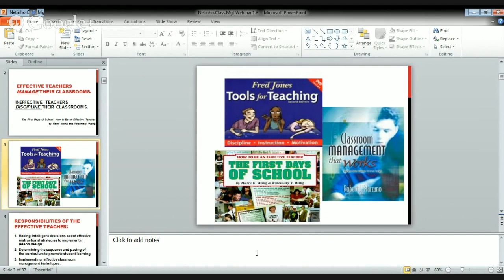Dr. Robert Marzano is an educational researcher, and he's written numerous books on effective teaching practices. Classroom Management That Works is one of his many. And then there's The First Days of School, How to Be an Effective Teacher by Harry and Rosemary Wong. This book is one of the best-selling books for teachers of all time. I believe it has sold over 3 million copies. It's very simply written and a very easy book to reference.